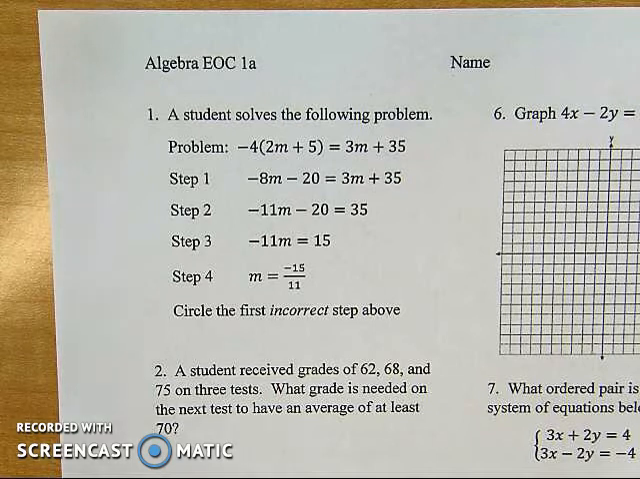This is the review for the Algebra EOC 1A. On problem number 1 here, you can see it at the very top of the line. It says that we have to figure out what the first incorrect step is above. So I'm going to go ahead and go over this one by one.